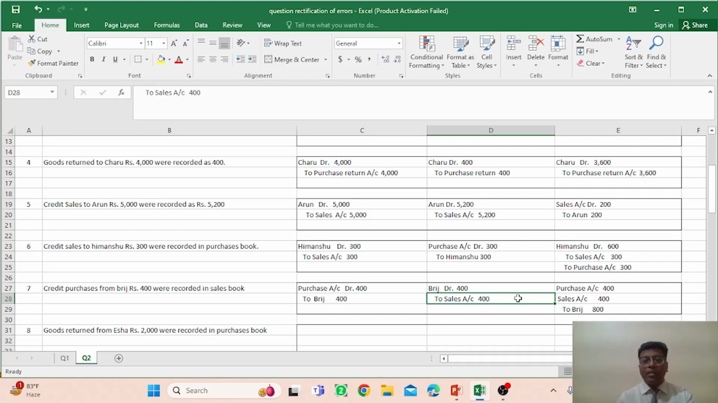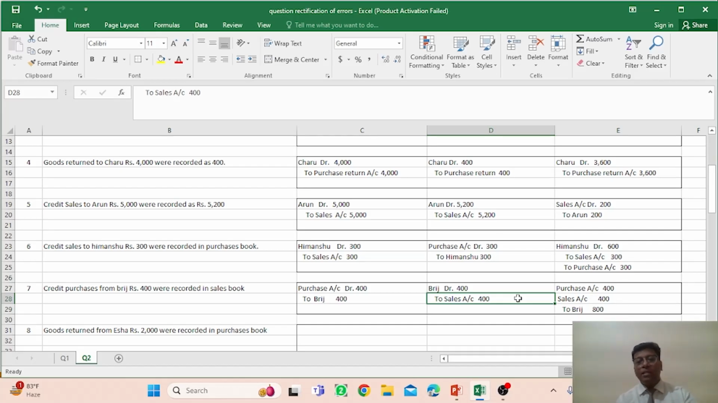So you see that the purchase account was to be debited, but you did not post the amount in the purchase account on the debit side. So you have to correct it by making this account debit now. And because the sales account was wrongly credited, in order to correct it, you have to make the sales account debit. And what is the case with bridge? The bridge account, the party's account, should be on the credit side, but you did it wrongly on the debit side. So what is the correction? The bridge account should be credited by 800.